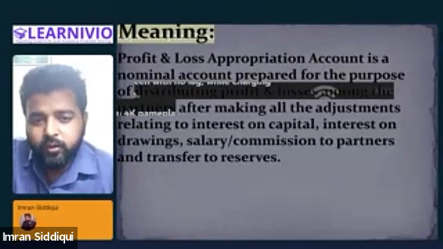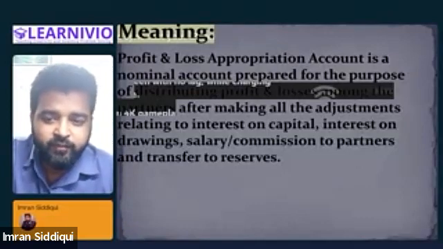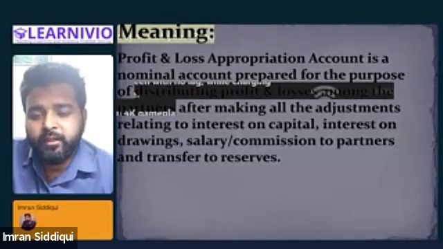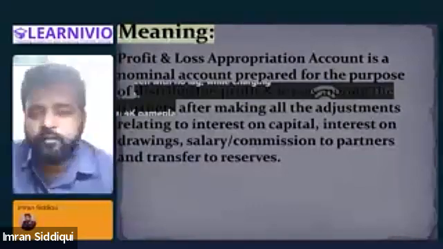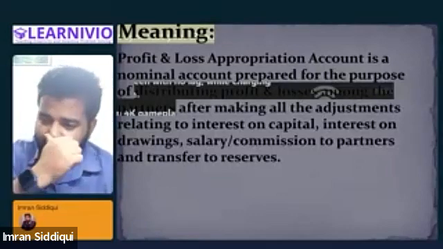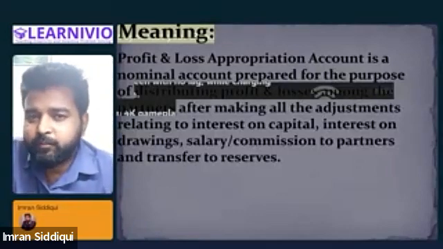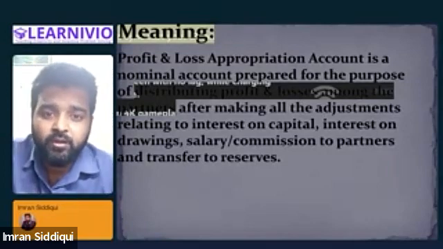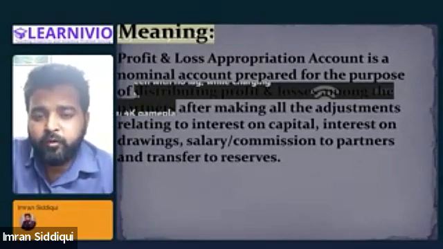All right. So summarizing everything, we can say that, number one, it is a nominal account. Number two, it is prepared for the purpose of distributing the profit and loss among the partners. Number three, profit and loss is distributed among the partners after making all the adjustments out of profit in respect of interest on capital, interest on drawing, salary, commission.